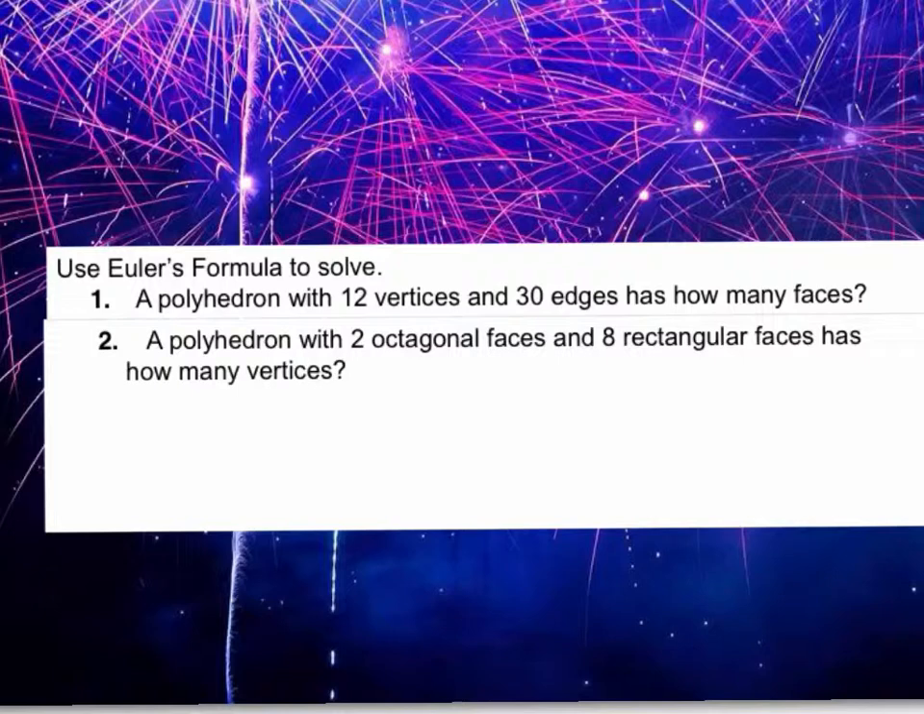Okay, here are 2 examples I'd like you to practice before you come to class. Number 1 and number 2. Notice that number 1 gives you 12 vertices and 30 edges. Find out the faces. And number 2 gives you 2 octagonal faces, so that should tell you how many sides you're going to have, and 8 rectangular faces. How many vertices does it have? So that tells you the edges as well, okay? We'll practice these 2 examples in class.